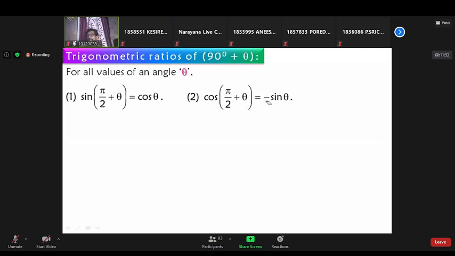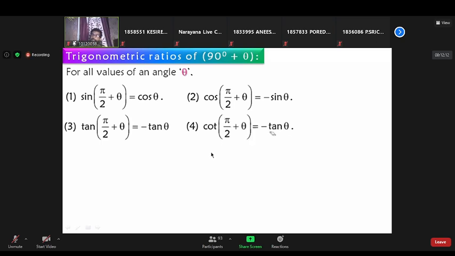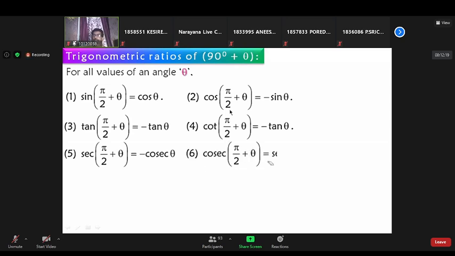Why are we writing minus here? Because pi by 2 plus theta is a second quadrant angle, and in the second quadrant, cos is negative. So if 90 plus theta is there, it is minus sine theta. Tan of pi by 2 plus theta is minus cot theta. Cot of pi by 2 plus theta is minus tan theta. Secant of pi by 2 plus theta is minus cosecant theta. And cosecant of pi by 2 plus theta is equal to secant theta. The proof of all these is very simple.